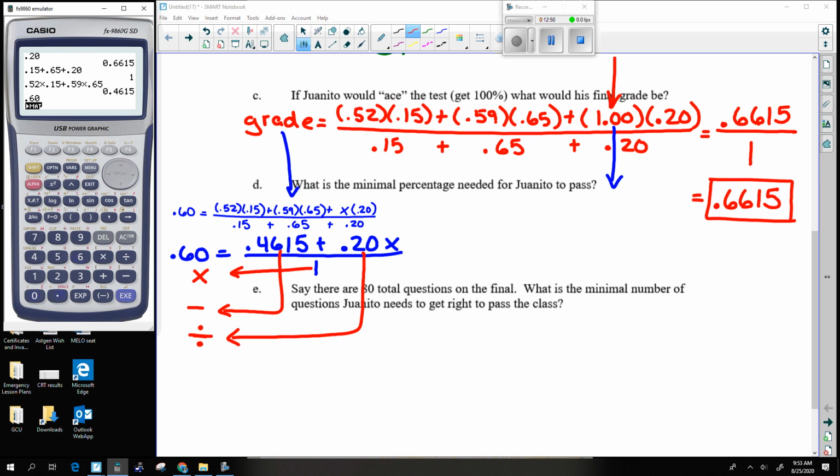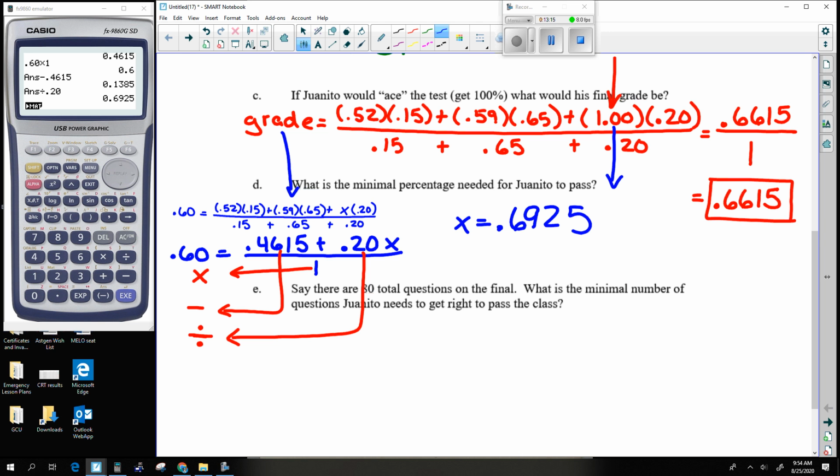So we start with 0.60. So that means we're going to multiply 1, subtract 0.4615, and divide by 0.20. So this says x, that's the score that he's getting on the test, would be 69.25. So that is the smallest percentage that, so Juanito has to get a 69.25% on the final to pass the class. That's what he must get. He must get a 69.25.